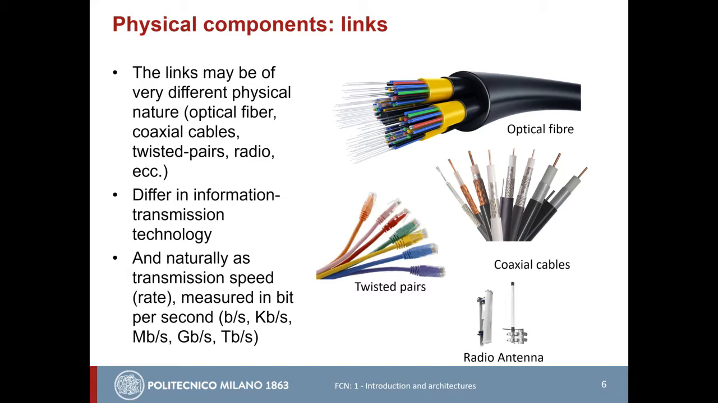The links are characterized by different parameters. What is more interesting for our course is the capacity that is measured in bit per second. So the amount of digital information you can transfer along the link in a second. So you have kilobit per second, megabit per second, gigabit per second, and so on and so forth. And also another important parameter that we will see later is the propagation delay.